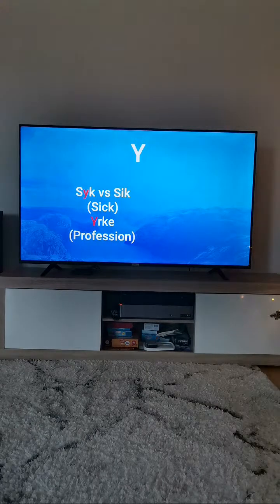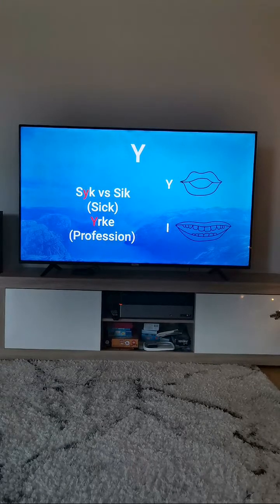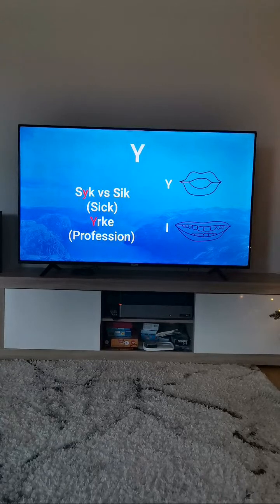Y. The letters Y and I can sound very similar in Norwegian. To make the Y sound, purse your lips. To make the I sound, widen your mouth. Notice the difference between Y and I. Syk. Notice that the letter I in Norwegian sounds exactly like E in English.